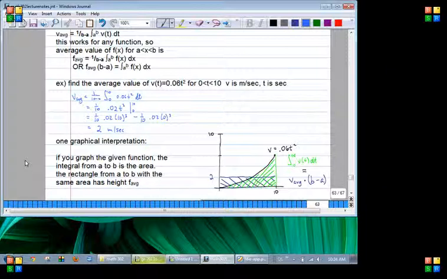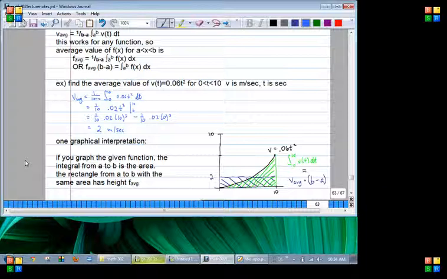So here's the picture. I've graphed approximately the function itself. If you graph the actual function, then the integral from a to b is just that area, and that's marked in green here. So then what is this other thing?